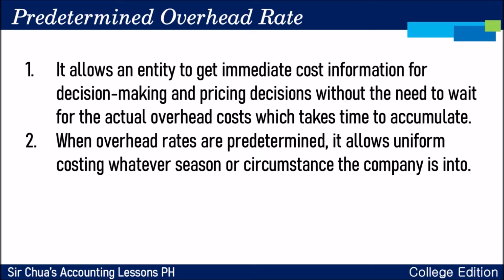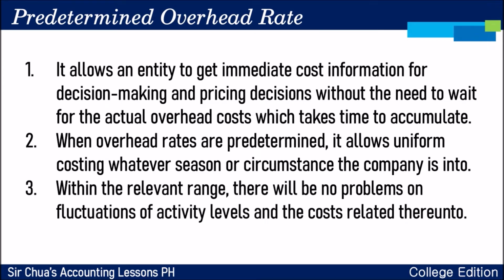Okay, so kapag po gumagamit tayo ng predetermined overhead rate, whatever circumstance, whatever season it is, the company can still have uniform costing. Okay, and basically uniform costing contributes to uniform pricing decisions. Number 3, within the relevant range, there will be no problems on fluctuations of activity levels and the cost related thereunto. So, either you make 1,000 or you make 3,000 units, no problem because your application of overhead is uniform. Okay? But remember that it's only valid within the relevant range. So, alam niyo naman na po, di ba, yung ibig sabihin ng relevant range.